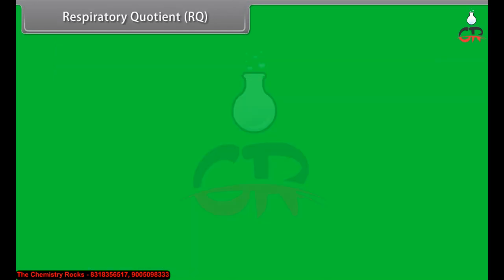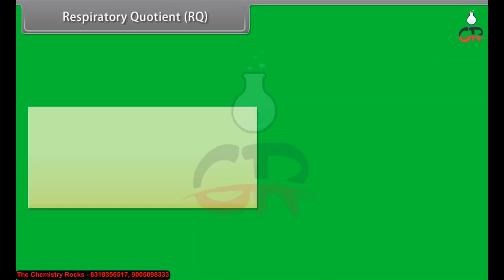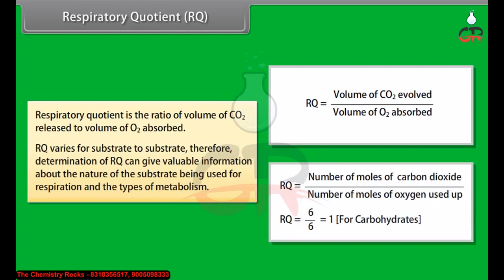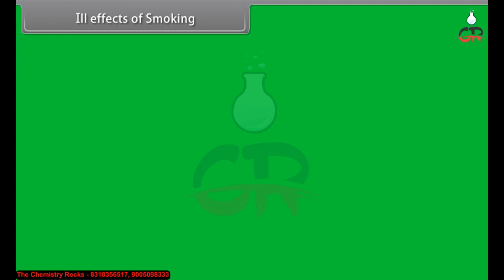Respiratory quotient, RQ. Respiratory quotient is the ratio of volume of CO2 released to volume of O2 absorbed. RQ varies for substrate to substrate. Therefore, determination of RQ can give valuable information about the nature of the substrate being used for respiration and the types of metabolism. Ill effects of smoking.